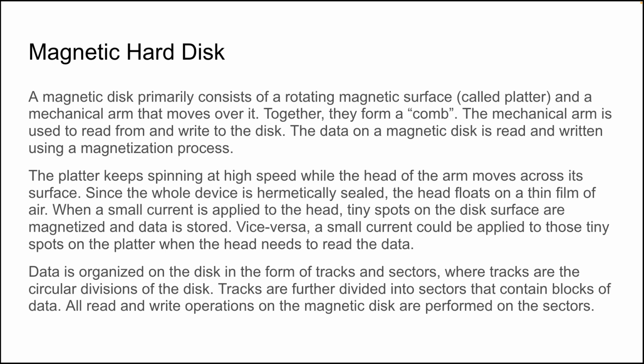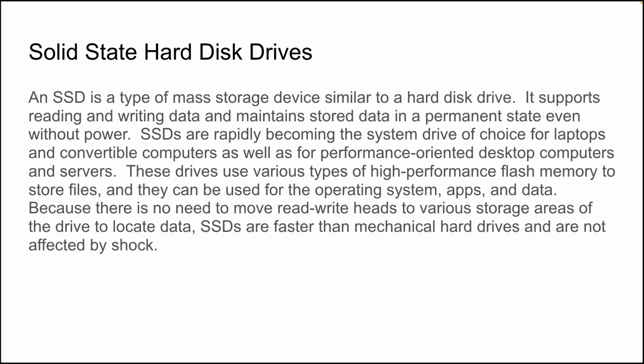We already went over magnetic disks, but this is a little bit more in depth. A magnetic disk primarily consists of a rotating magnetic surface called a platter. That's basically a hard drive, solid state versus hard drive. So an SSD is a type of mass storage device similar to a hard disk drive. I know we kind of went over this earlier, but I want to go over it a little bit more in depth. It supports reading and writing data and maintains stored data in a permanent state, even without power. SSDs are rapidly becoming the system drive of choice for laptops and convertible computers, as well as for performance-oriented desktop computers and servers.